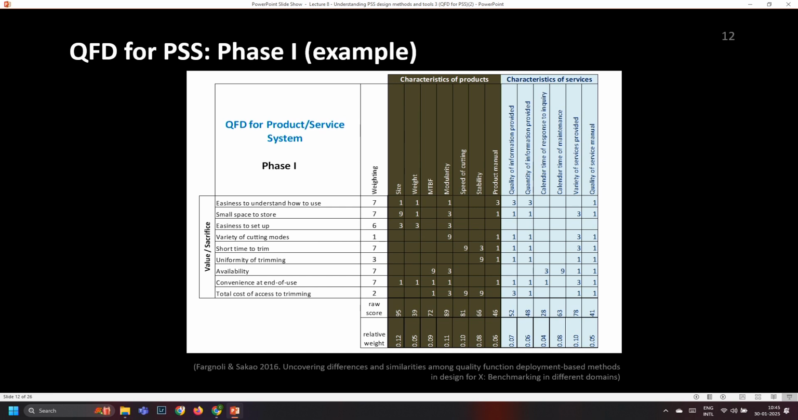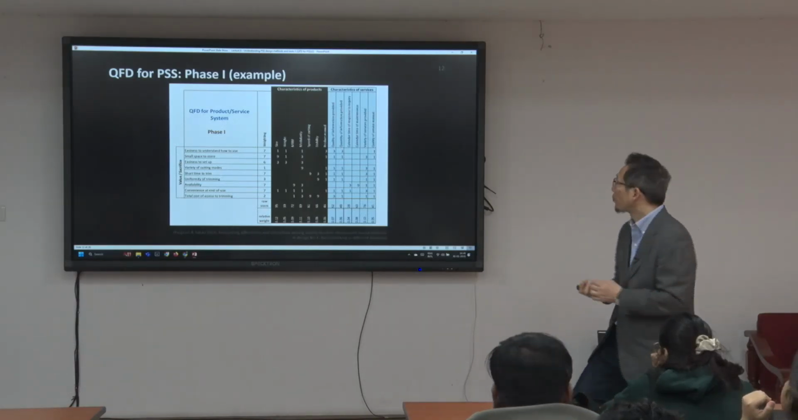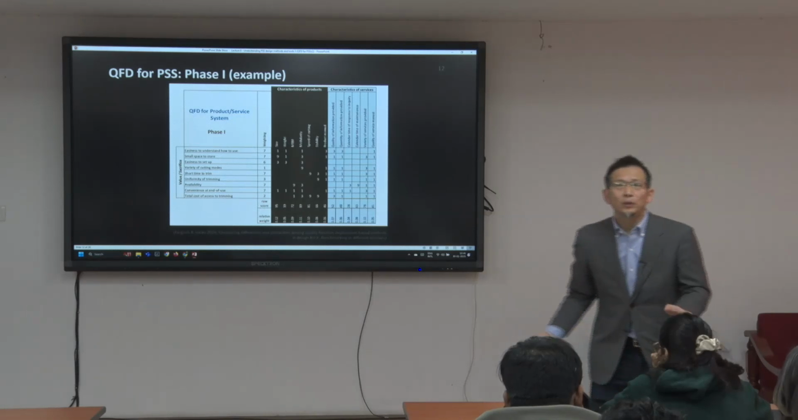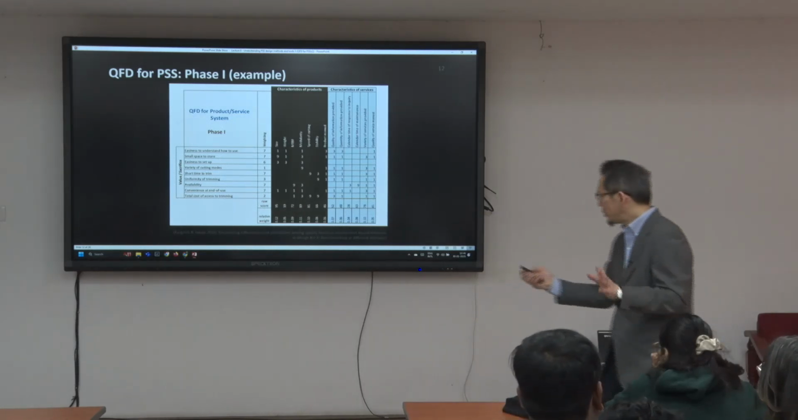You have access to a spreadsheet file that has already implemented the calculation formula here. So it's straightforward if you look at the calculation formula in that Microsoft Excel file. Any question related to this example? Okay, great.